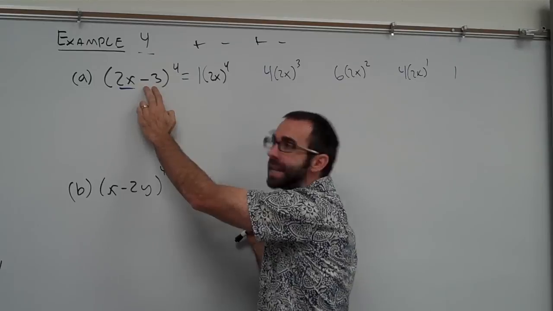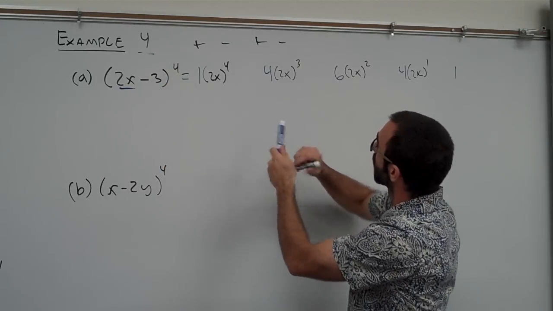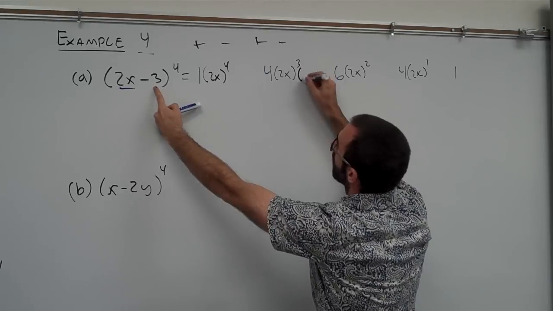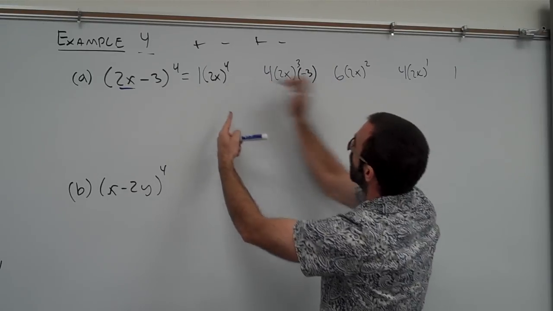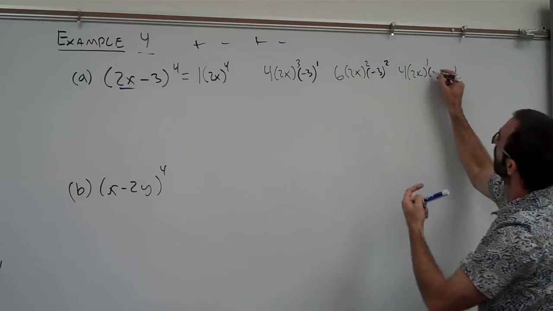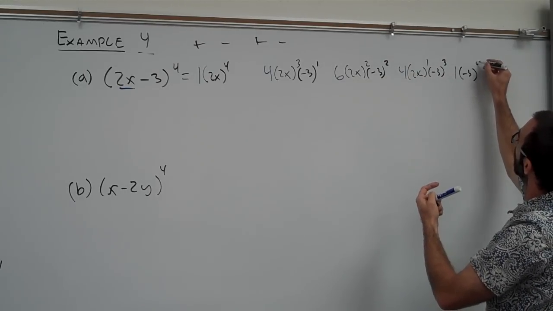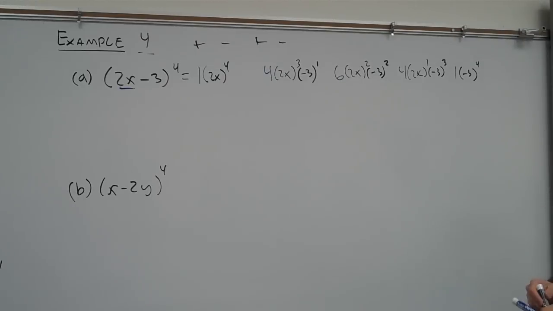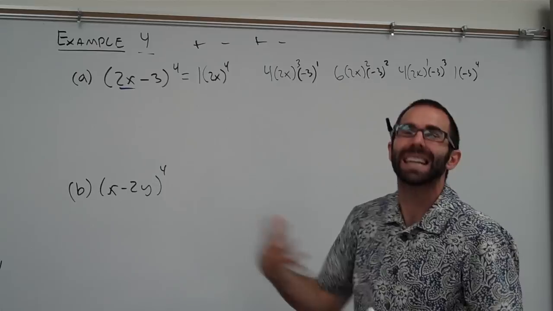So -3 is our second term. When I plug this in right now, I'm not going to do 3, I'm going to do -3. So this was a 0, and then it's going to be -3 to the 1, -3 squared, -3 cubed, and then -3 to the 4. See, now it's not as easy as the previous problems. Now we've got to clean this stuff up.